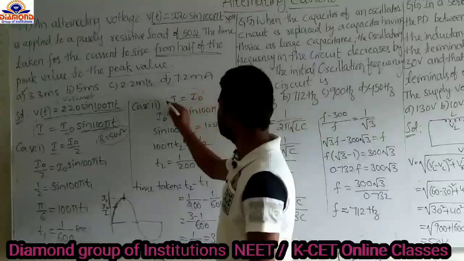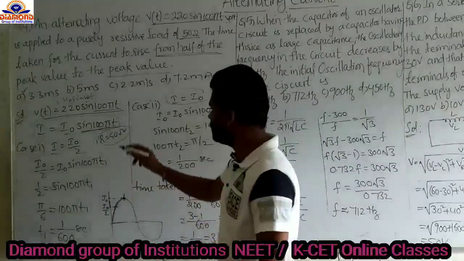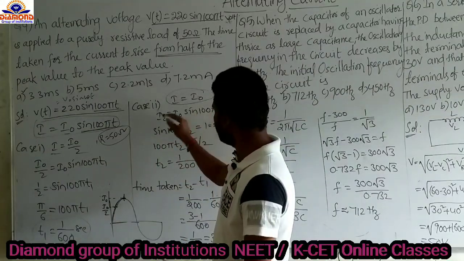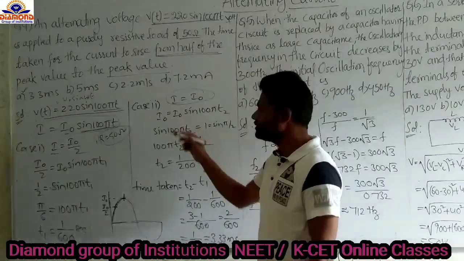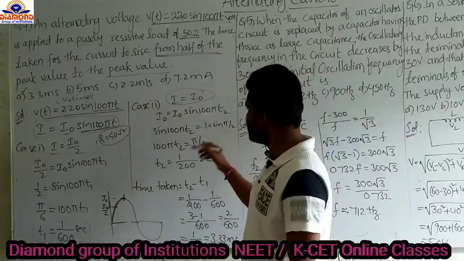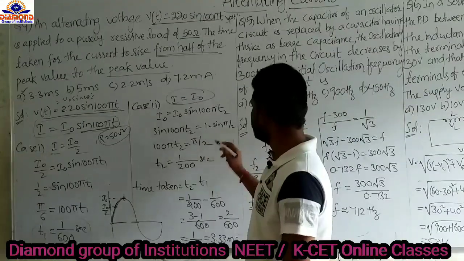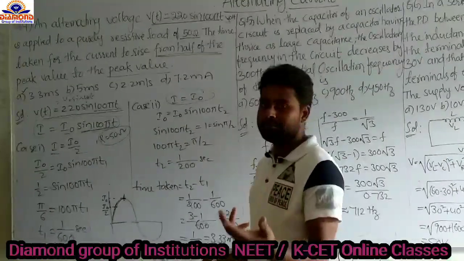Now equate the current to I naught. Write down the I equation, I equals I naught sin 100πt. So I equals I naught times sin 100πt, and I naught cancels. Sine is 1 at π by 2, 90 degrees. So equating the angles, 100πt2 equals π by 2. That means from the initial, to reach the peak value it takes time t2.